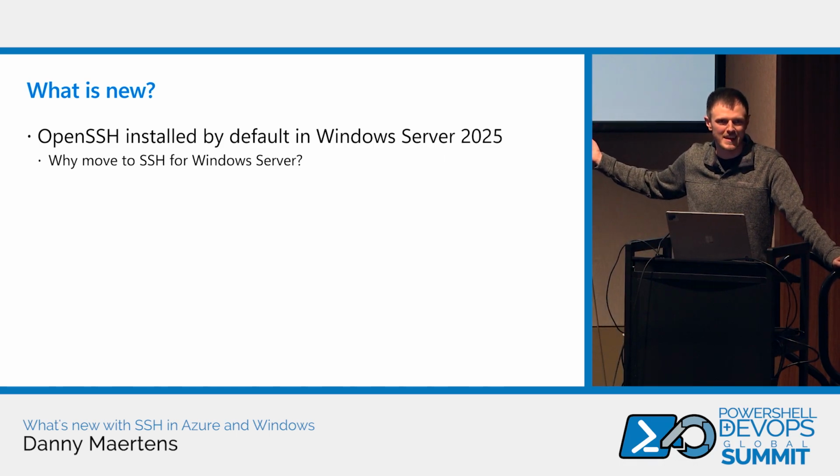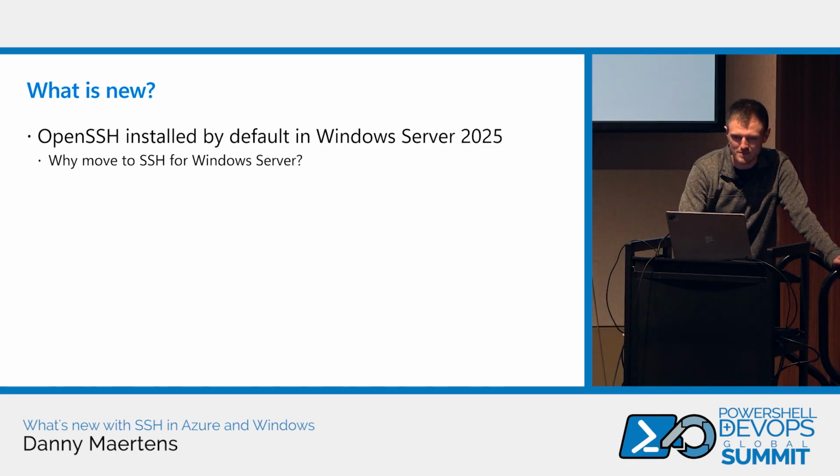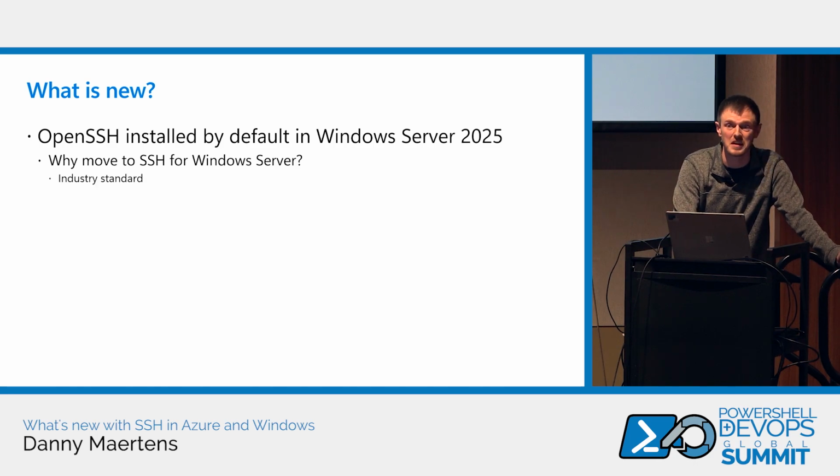Why should you be interested in SSH for Windows Server? The first thing is SSH is kind of the industry standard for remoting. If you look at remoting for a Unix machine, macOS, IoT, networking devices, everything is using SSH. Windows has just long been the exception with WinRM and RDP.